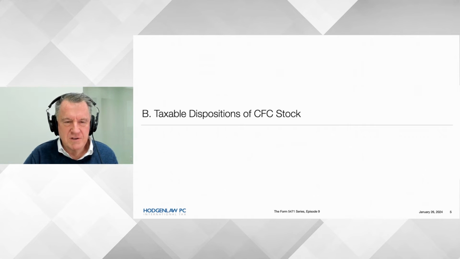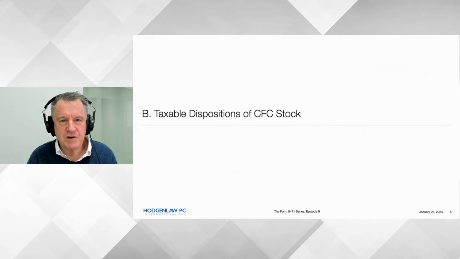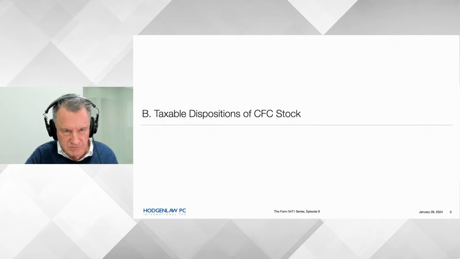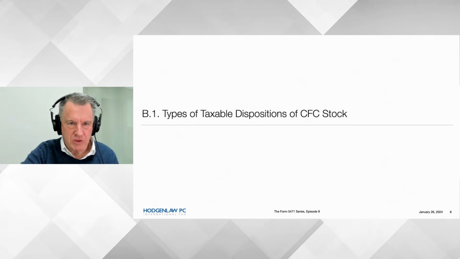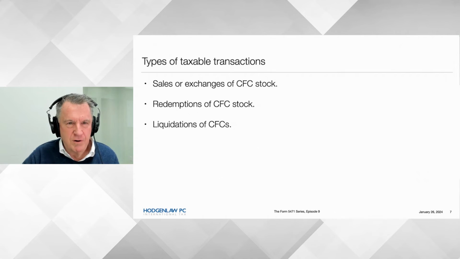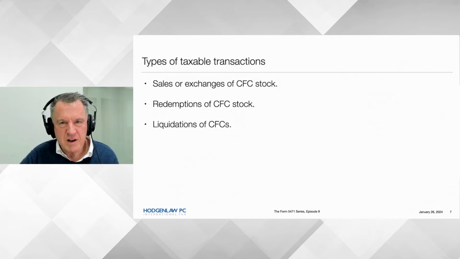But let's start with the simple stuff: the taxable disposition of CFC stock. Before we get into the esoteric stuff like Section 368 reorganizations, you're selling CFC stock for cash money. What happens? Well, first of all, let's look at the type of dispositions that you can have. There are 3 of them. One is a regular sale. I give you money, you give me stock, or an exchange, functionally the same thing. I give you my 2015 Toyota Corolla, you give me stock. So that's the first one, sales or exchanges.